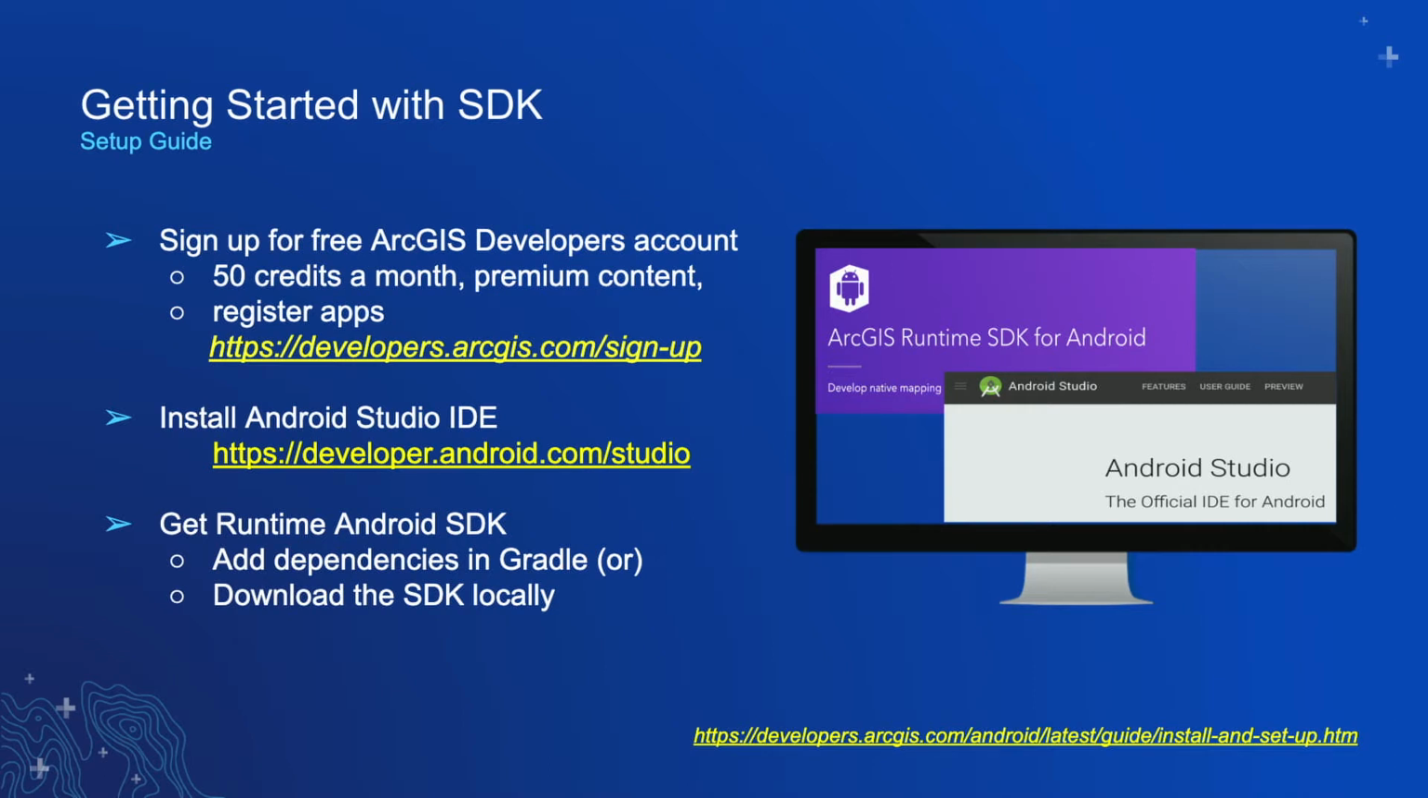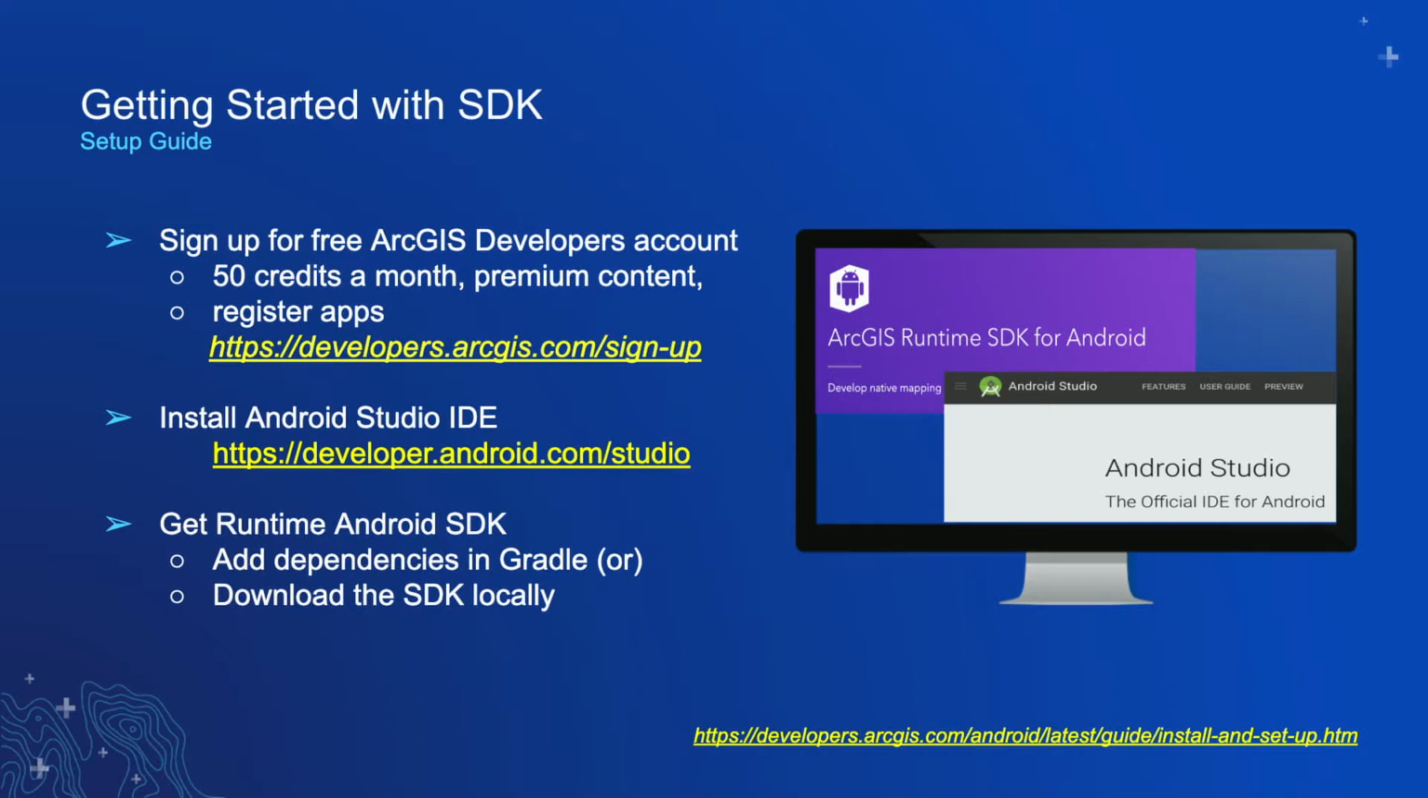So how do you get started with the SDK? First of all, you can go to developers.arcgis.com and sign up for a developer account. It's absolutely free, and you get some free credits as well with that. And then the most important thing is the IDE that you want to work with to develop the apps. For Android, we use Android Studio. That's the standard IDE that Google recommends for developing Android applications.